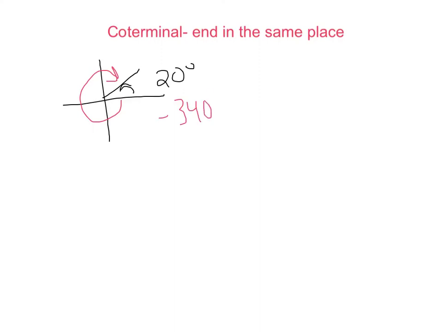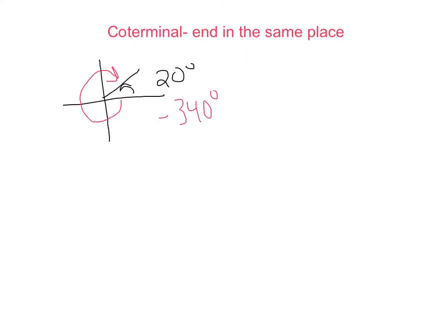So let's say I start with a 20-degree angle, and I want to find an angle that is coterminal to 20 degrees. There's a couple different ways I can do it. First of all, if I go in the negative direction and end at the same place, that's also going to be coterminal. I know that those two angles have to add up to 360 because that's a full circle. So going in the negative direction, I'd be going negative 340 degrees. So 20 and negative 340 are coterminal.